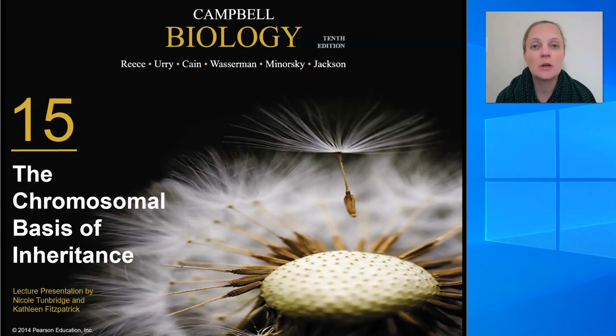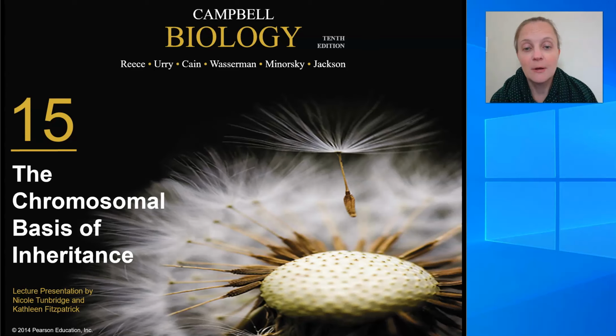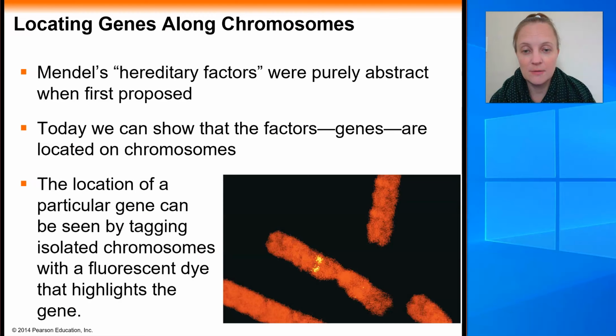In chapter 15, we're going to talk about several parts of the chapter that really relate to understanding that the inheritance patterns we see in organisms come from the way that chromosomes behave during gamete formation. So if we go ahead and get started, when we talked about Mendelian genetics in chapter 14, remember I prefaced that when Mendel was doing his crosses and coming up with his model, he really had no idea that chromosomes and genes existed. And so he coined this term hereditary factors.